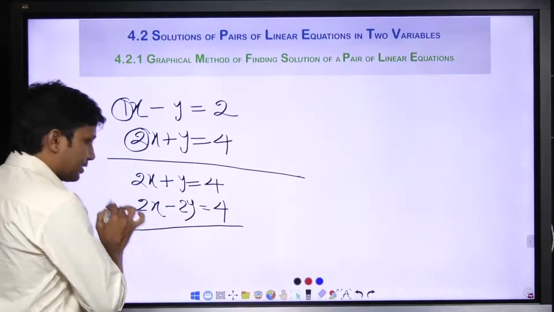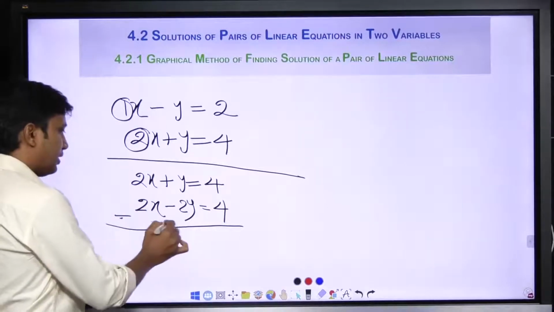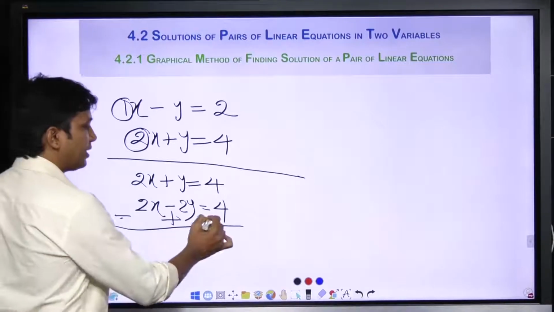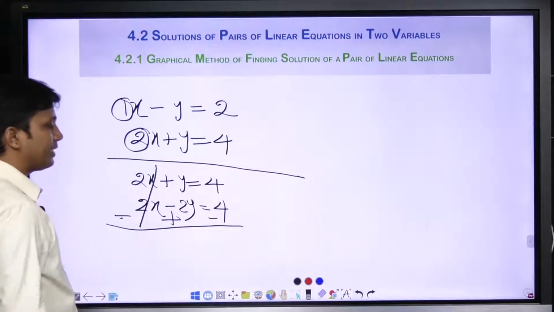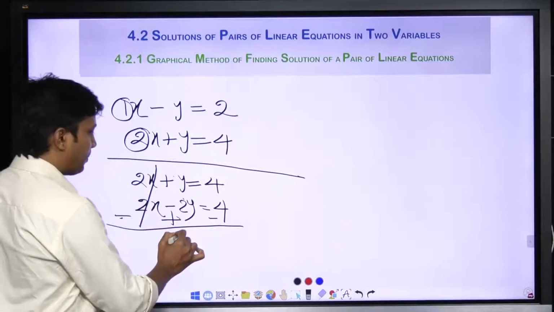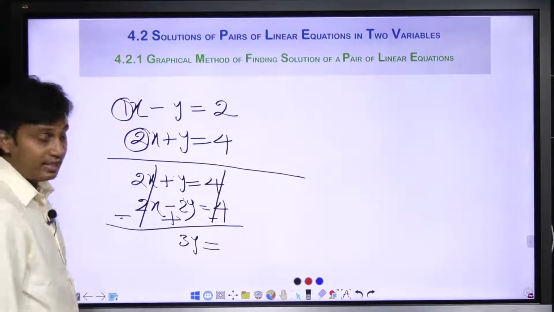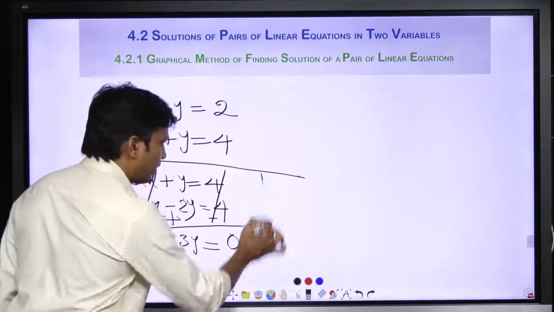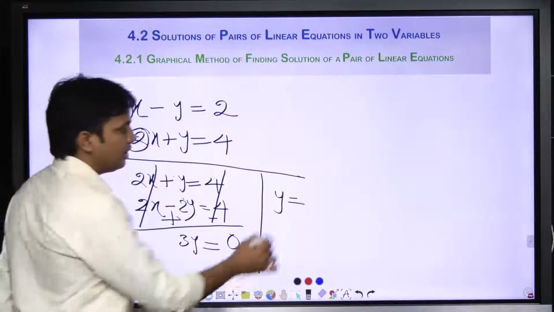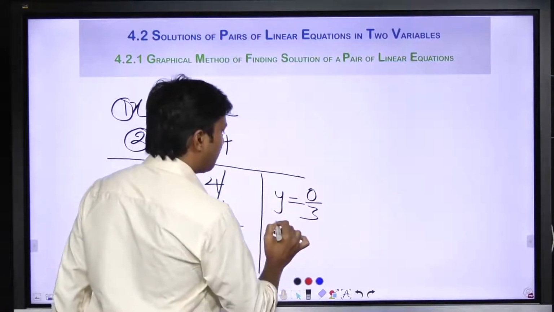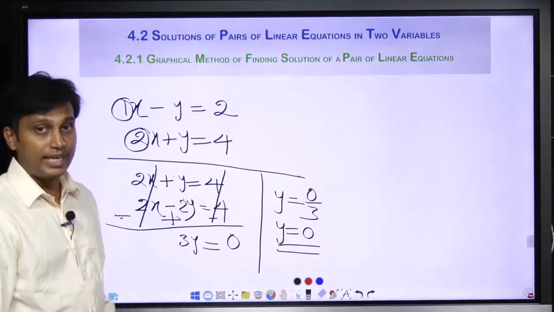If you subtract the second equation from the first equation, you need to change the signs also. Here this is minus, this is plus, and this is minus. So 2x and minus 2x cancel together, and now minus 2y minus y gives minus 3y, and 4 minus 4 cancel, leaving 0. So y equal to 0 upon 3, the 3 goes to the other side, therefore y equal to 0. We obtained the value of y.